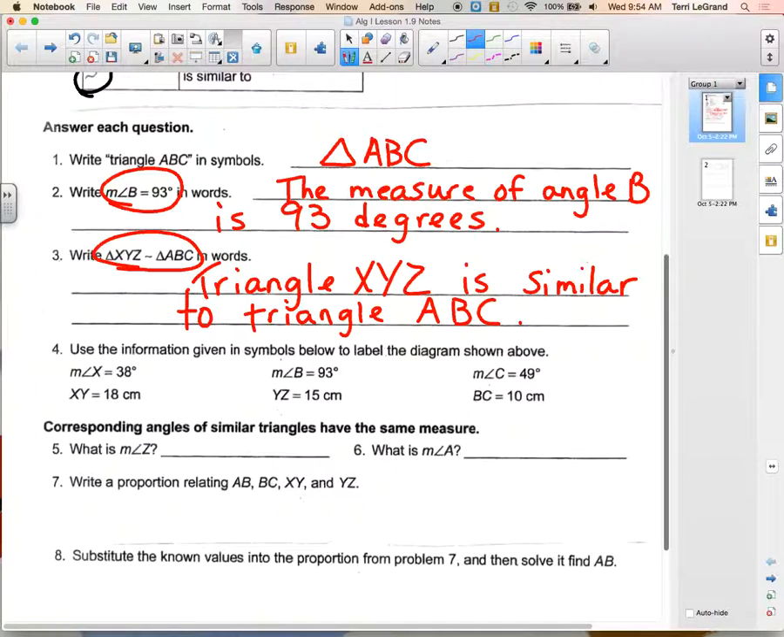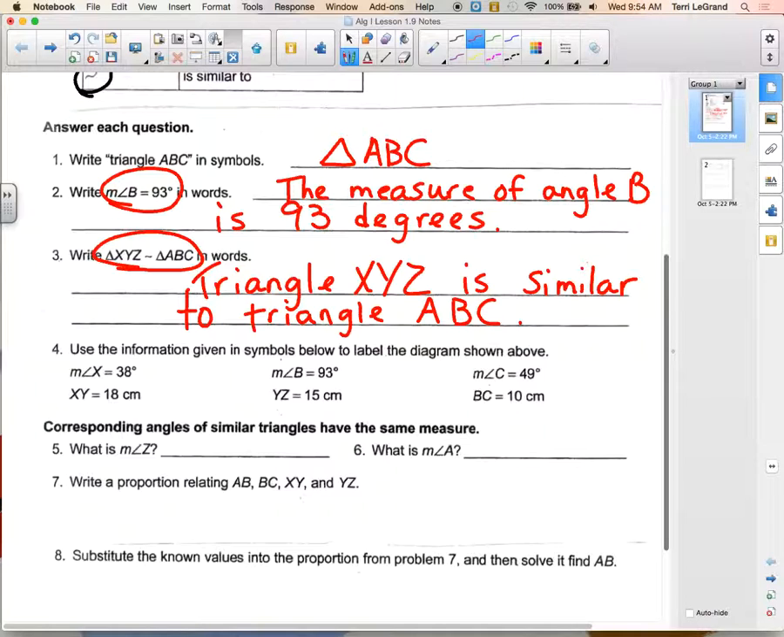Okay, so what does similar mean? Is similar to, what's that mean? If they're saying that triangle XYZ is similar to triangle ABC, what are they saying about those triangles? Sage? The angle measures are the same, but the lengths of the segments are different. So if you have similar figures, they have exactly the same angle measures, so they have to be the same shape, right? But they don't have to be the same size.